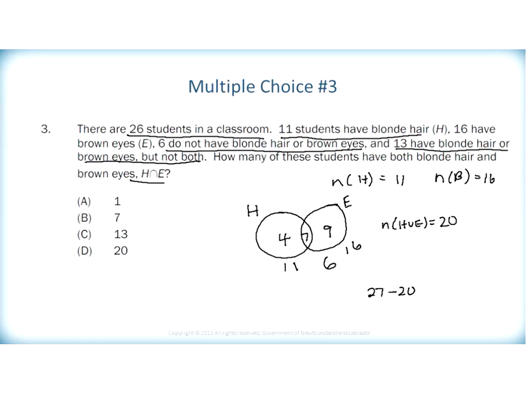We could also look at this from section 1.3. The principle of inclusion-exclusion says that the number of elements in the union of 2 sets is equal to the number of elements in H plus the number of elements in E, subtract the number of elements in the intersect. Now we know there's 20 in the union, and in H there's 11 plus 16 in E, so if we solve the equation, the intersect must be 7.